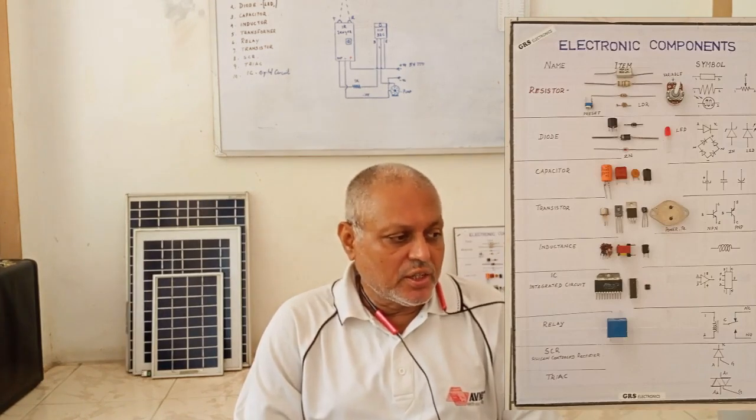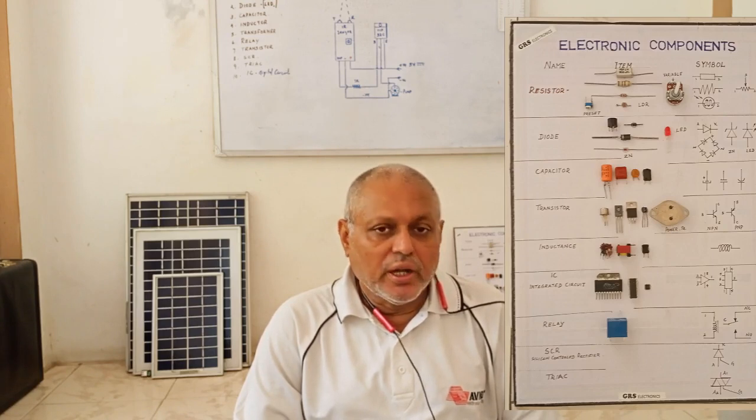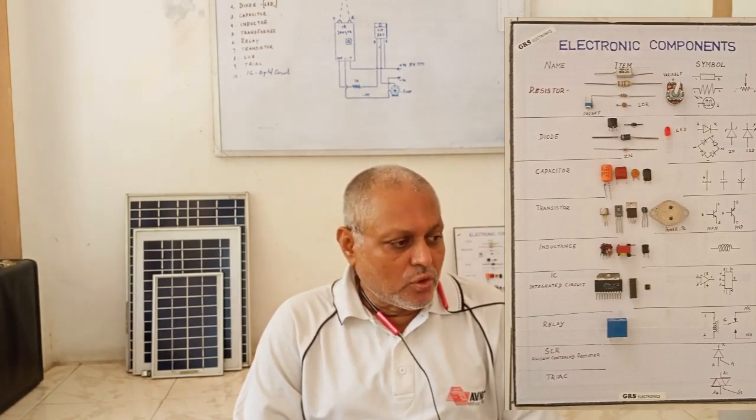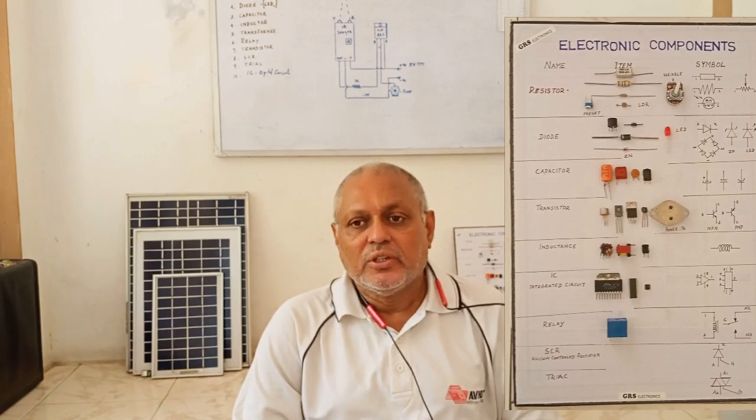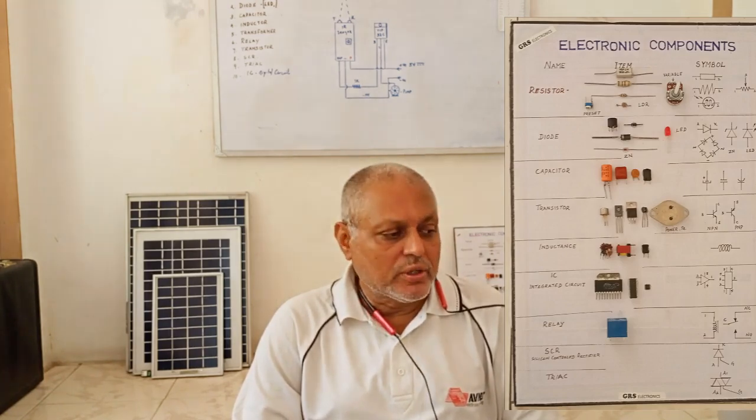One is resistor, capacitor, diode, transformer, inductor, transistor, relay, SCR, triac and IC. So these are the 10 components.